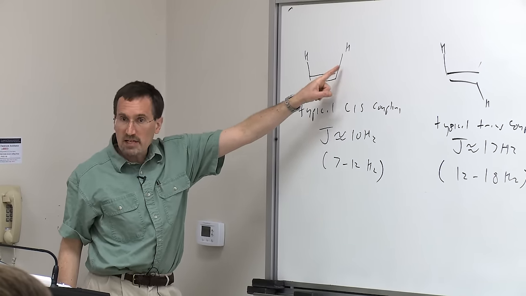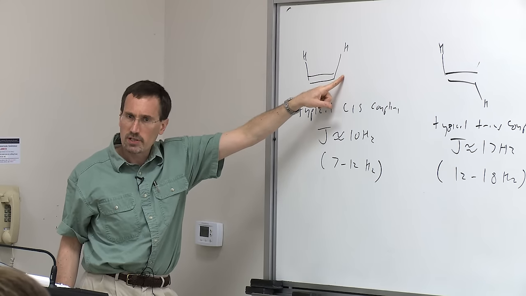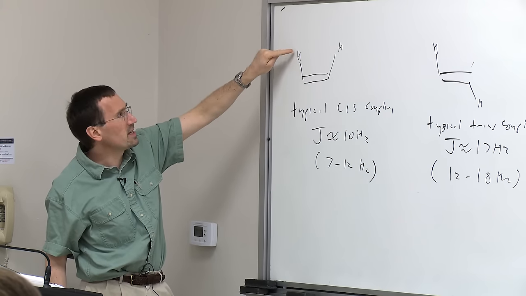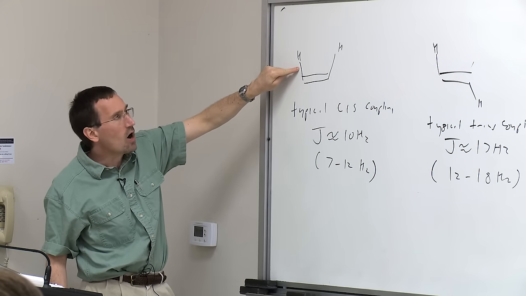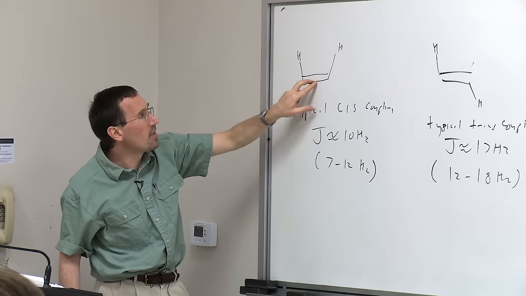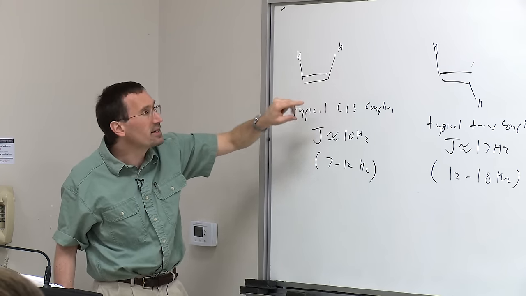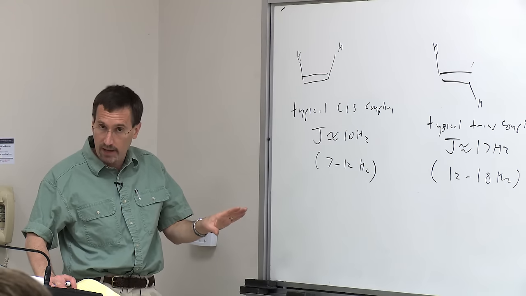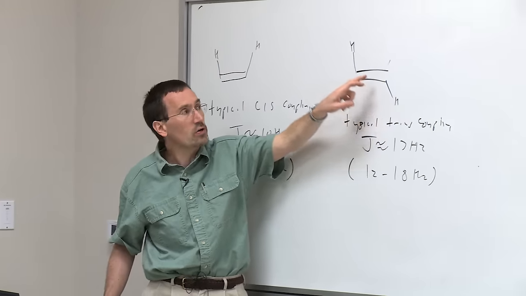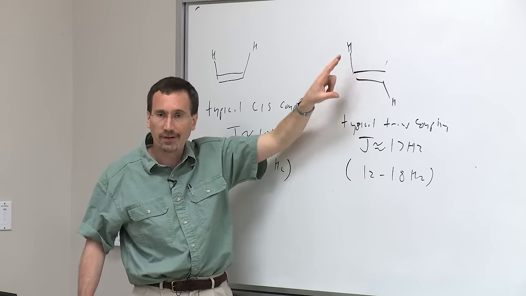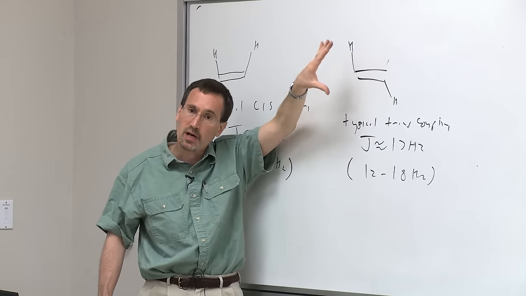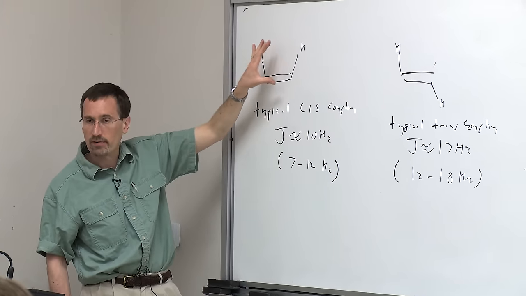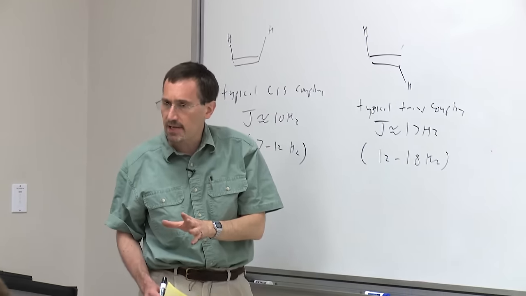So the spin-spin coupling occurs through orbitals. In other words, this proton feels the spin of this proton through orbitals. The electrons in this CH bond overlap with this bond here, which in turn overlap with this bond. In general, an anti-periplanar relationship leads to bigger couplings. And so the trans coupling, where you have this 180-degree relationship, leads to better overlap. And so you have a bigger interaction, about 17 hertz, as opposed to about 10 hertz here. You see the same thing in sp3 systems.